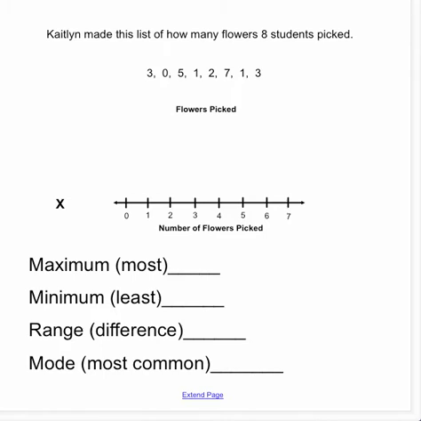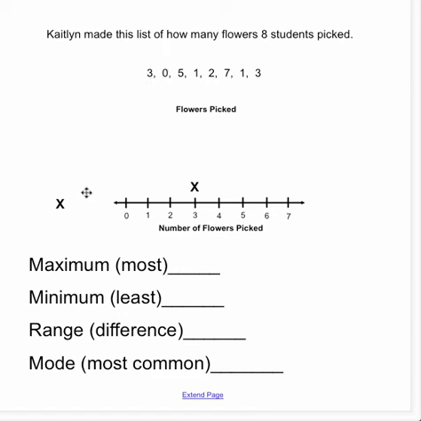Here we go. We are going to make another line plot on this screen. Caitlin made this list of how many flowers 8 different students picked. There were 3 flowers, 0 flowers, 5 flowers, 1 flower, 2 flowers, 7 flowers, 1 flower, and 3 flowers. The first thing we need to do is make a line plot to show this information. So here, one person picked 3 flowers. I'm going to go number of flowers picked. I'm going to put 1 X on 3 because one person on my list picked 3 flowers.